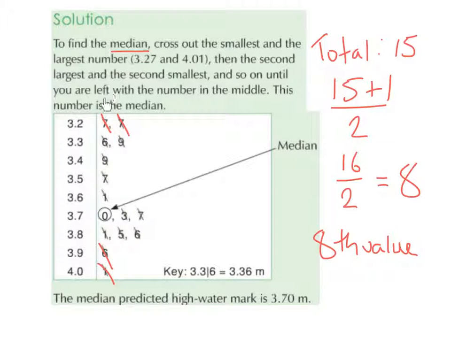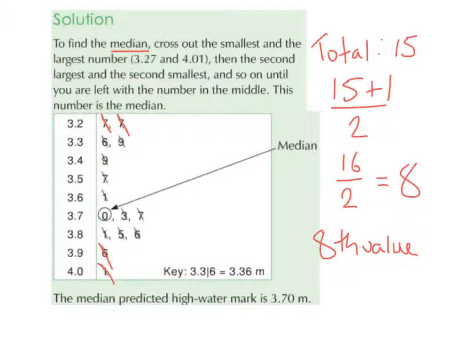Now, if we had added up the total number of values and we had gotten an even number, let's say we had gotten 20, what we would do is instead of adding on 1, we would straight away divide by 2. So half of 20 would be 10. So we would get the 10th and the 11th value, and we would add them together and divide by 2. So that's what we do if we have an even amount of values.